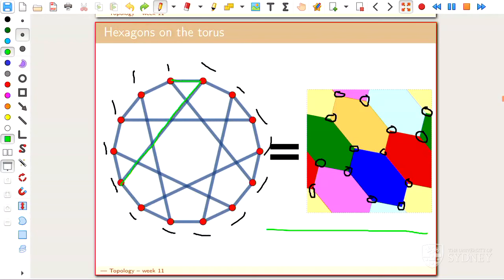1, 2, 3, 4, 5, 6. So this is a minimal circle. It has 6 edges, and it will be one of those hexagons. If you draw it on a torus, they won't intersect. So this is an example of a graph.